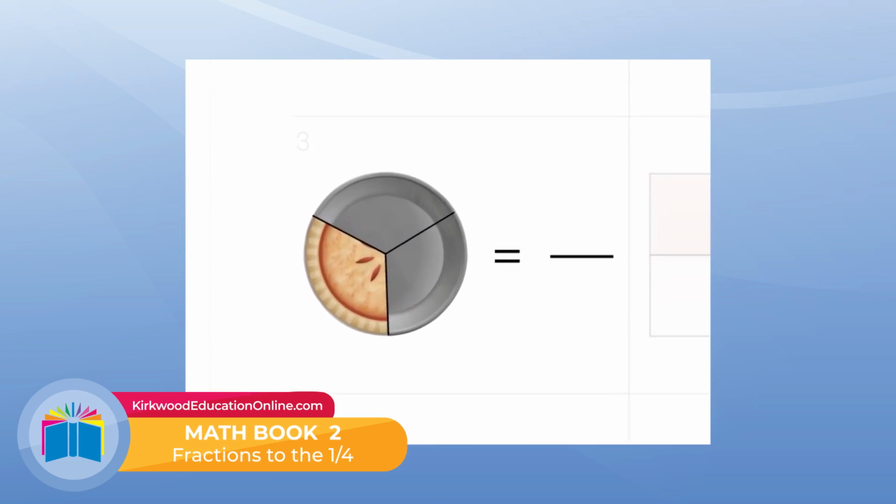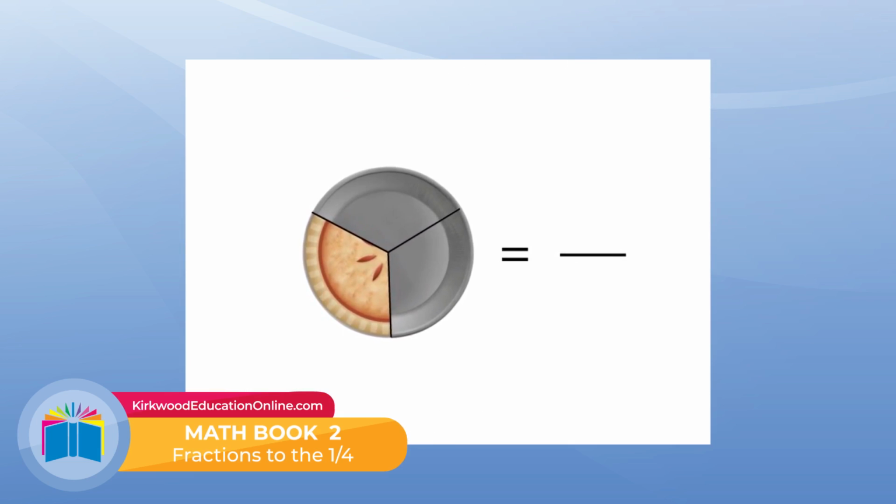Now look at square number 3. How many pieces all together? Can you count them? 1, 2, 3. So write 3 below the line. That's the denominator. Tells you how many pieces were all together that the pie was divided into. How many pieces are left? 1. So write 1 above the line. So 1/3 of the pie is left.